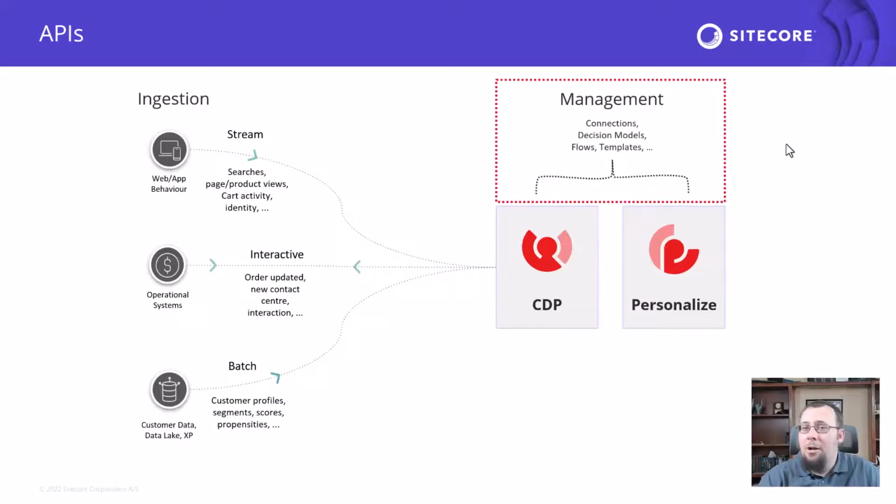What is not often talked about is these management APIs. These APIs allow you to create connections, delete connections, update different connection information, as well as decision models, flows, templates, etc. So if you wanted to create a web experience template, or in this topic, a decision model or a decision template, then these APIs essentially allow you to do that.